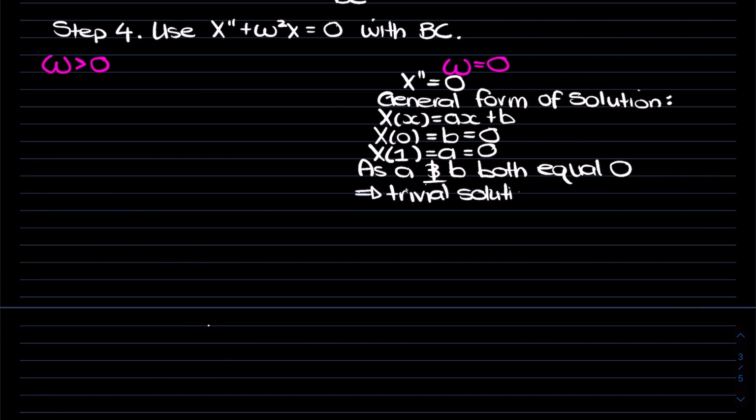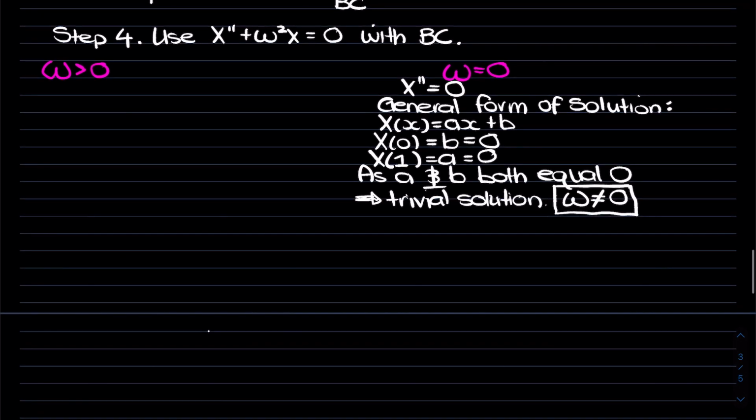And the trivial solution tells us what's happening when nothing's happening. So while it's a solution, it's not an interesting one. So we're just going to disregard the case of lambda equaling 0. So I'm going to say lambda cannot equal 0.